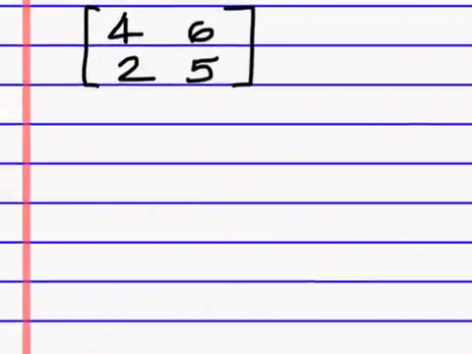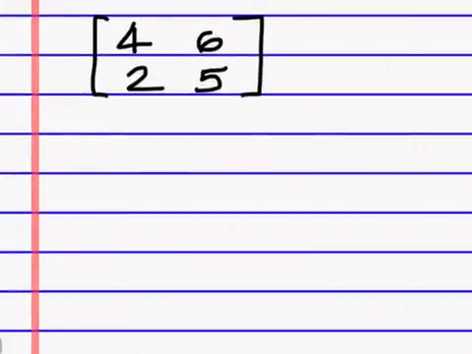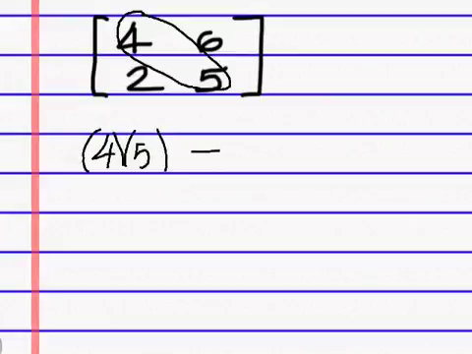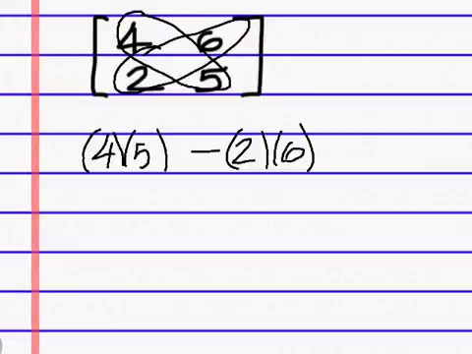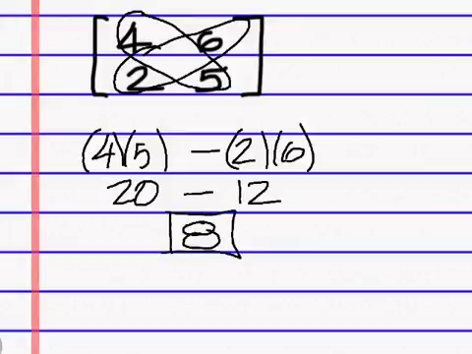Example number 1. There is your matrix, and to find the determinant you must do the following. You're going to multiply here 4 times 5 and then subtract the multiplication of 2 times 6. That is 20 minus 12, which is 8. 8 is the only value you need for your final answer. That is all the work you would have to show for a homework problem as well.